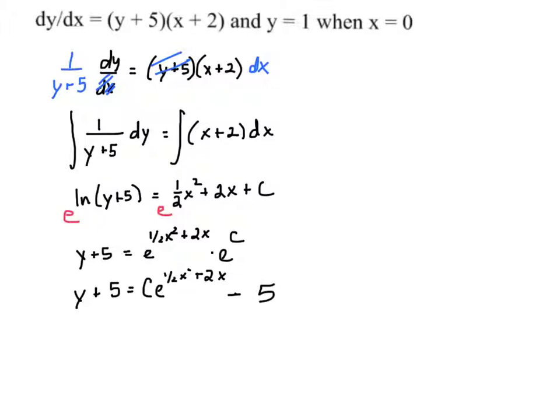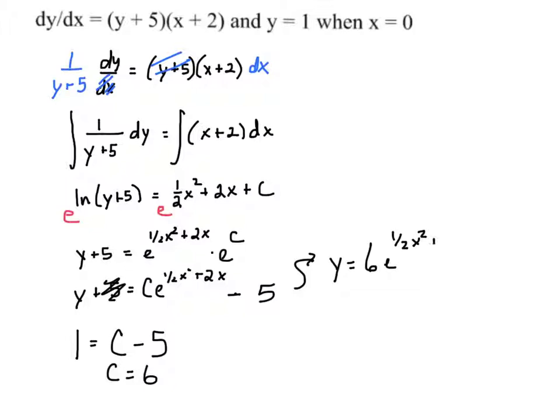Let's subtract 5 from both sides. And now it says that y is 1 when x is 0. So if x is 0, we get e to the 0, so it's just c minus 5. So c has to be 6. So my final equation, y equals 6e to the 1/2 x squared plus 2x, minus 5.